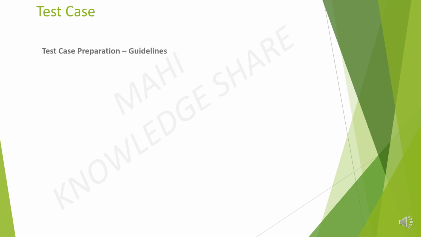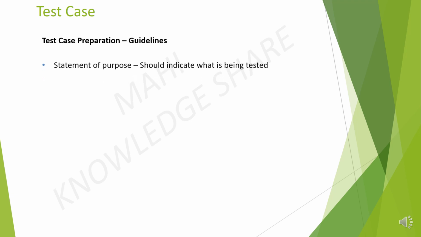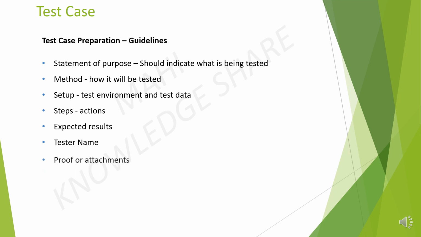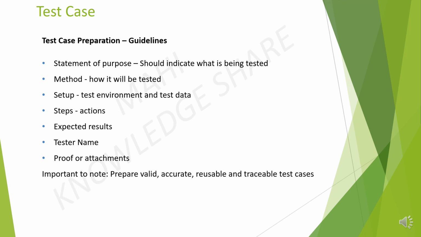Guidelines for test case preparation. While preparing a test case, we should ensure that the test case indicates the purpose of the test and how it will be tested. Then ensure that the test environment and test data are available along with the test steps and expected results. Tester's name should be added for visibility of who prepared the test case, and if required, add the proof and attachment for reference. Important to note that we should prepare test cases that are valid, accurate, reusable and traceable.